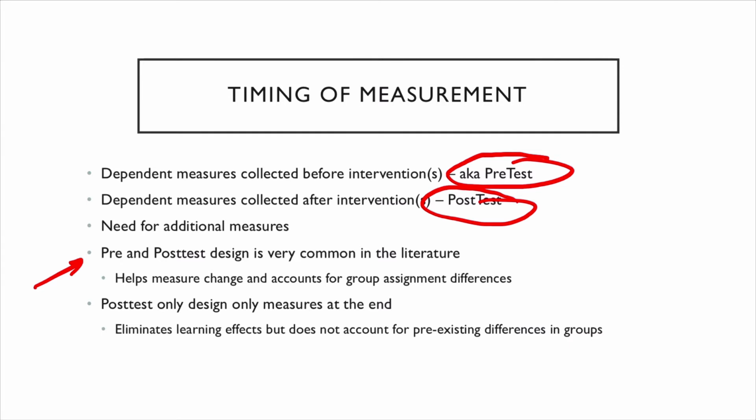A post-test only design only measures performance at the end or after the treatment. It does eliminate the chances of learning effect because they're only being tested once, but it doesn't account for pre-existing differences that could have existed in the groups.